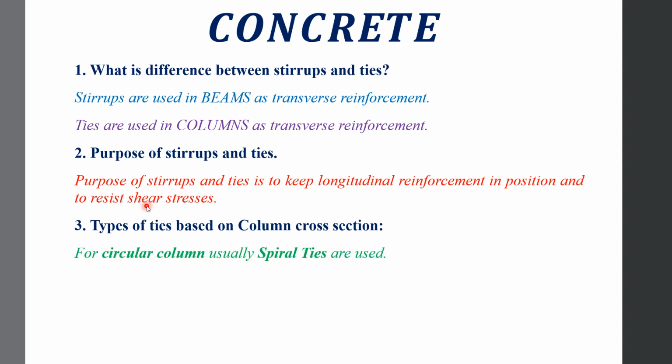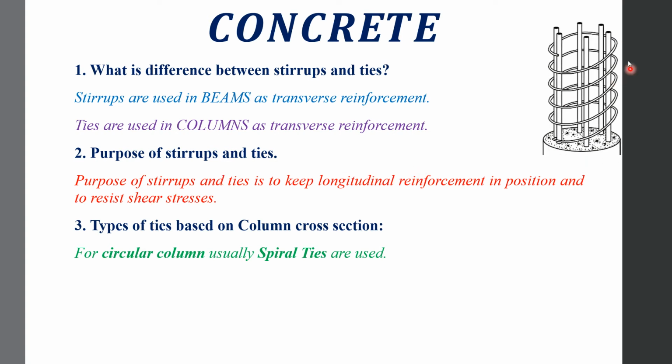For circular columns, usually spiral ties are used. What are spiral ties? Let's see with the help of a figure. These are main reinforcements. These six vertical bars are known as main reinforcement. To keep this reinforcement in its place, we have to provide ties in columns. But in this case, you can see that these ties are continuous with the length of the column. So this type of ties are known as spiral ties. They are making a spiral around the main reinforcement.